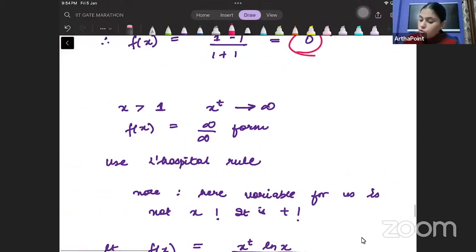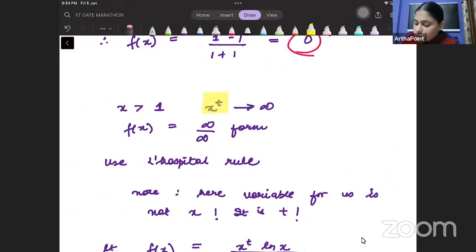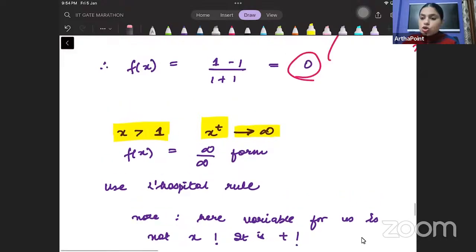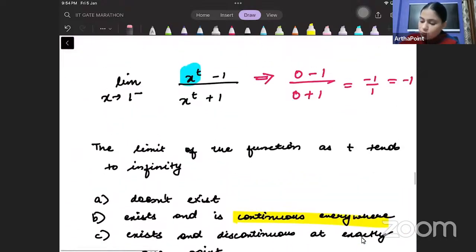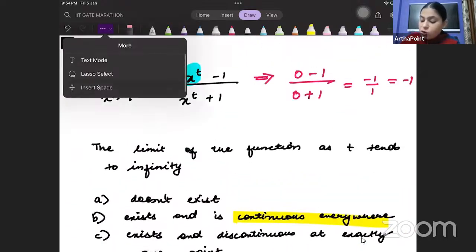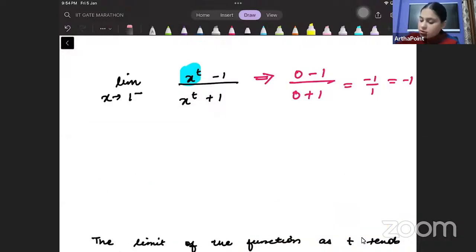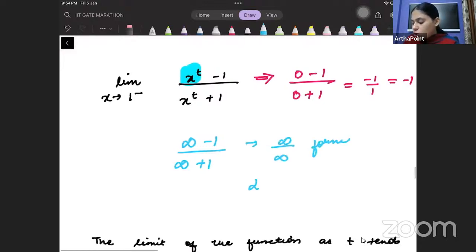So if I were to ask you, what will happen to x to the power t when your x is greater than 1? It will approach infinity. So if I go back to my function and put anything more than 1, I will get infinity minus 1 upon infinity plus 1. So I will get an infinity by infinity form. So I will have to use L'Hopital.